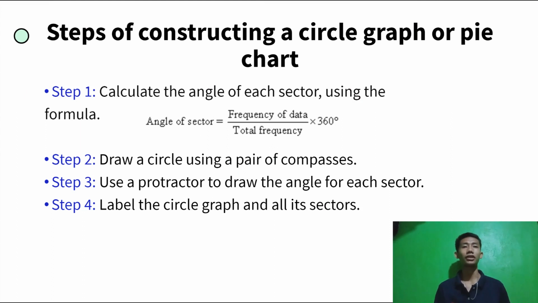Steps of constructing a circle graph or a pie chart. Step 1. Calculate the angle of each sector using the formula. The formula for calculating the angle of each sector is: angle of sector equals frequency of data over total frequency times 360 degrees. Step 2. Draw a circle using a pair of compasses. Step 3. Use a protractor to draw the angle for each sector. Step 4. Label the circle graph and all its sectors.